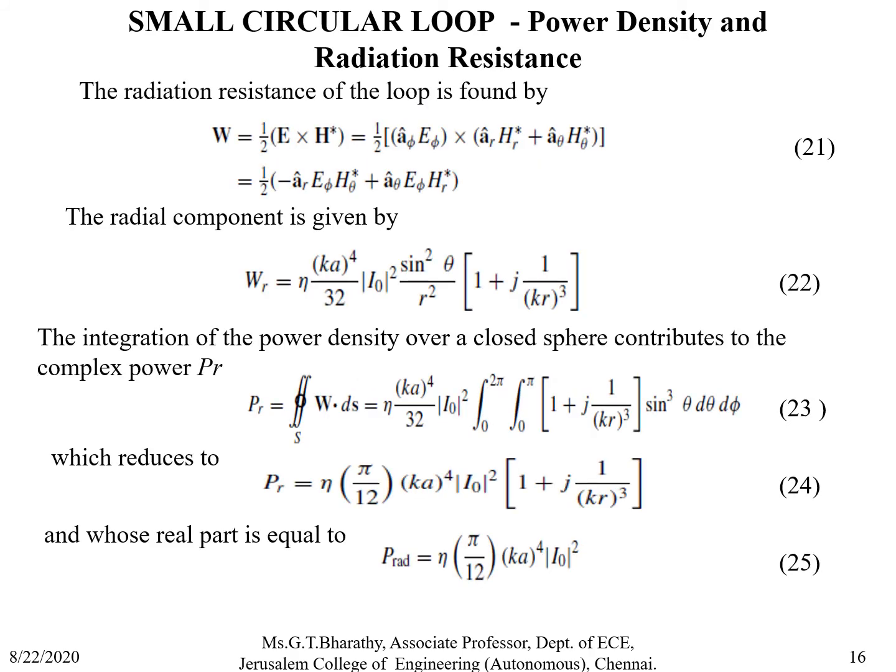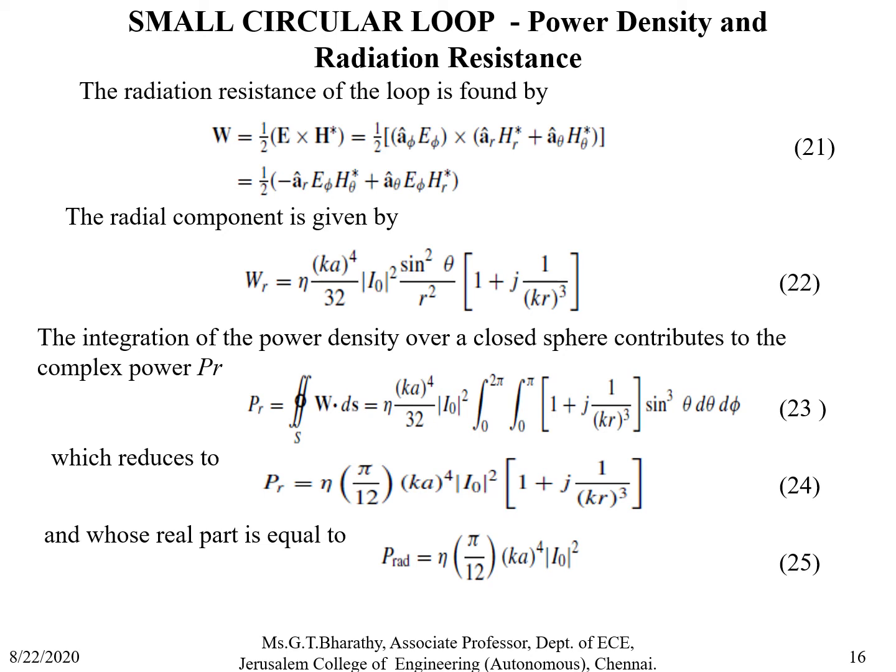Next is the power density and radiation resistance of a small circular loop antenna. The radiation resistance of a loop antenna is found by calculating W and PR. So W is equal to 1 by 2 E cross H conjugate. We know that E is available only in the E phi component and H is available as HR and H theta components. Substituting that in the expression of W, we get W is equal to 1 by 2 [minus AR E phi H theta conjugate plus A theta E phi HR conjugate].